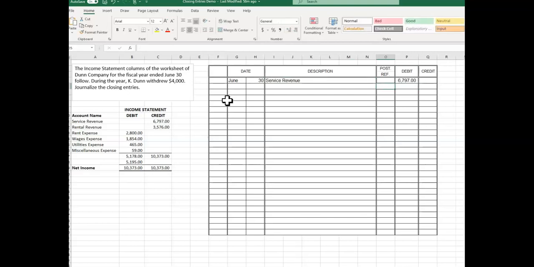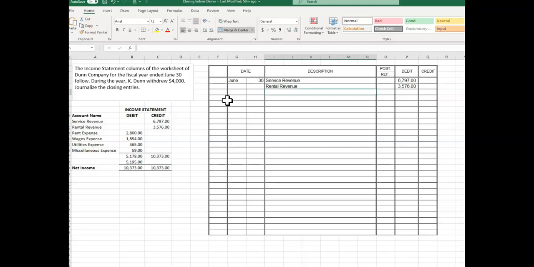And then we're going to close that rental revenue at the same time. You don't do separate closing entries for each individual revenue and expense account. You do them all at once. And that is going to be for a debit of $35.76.